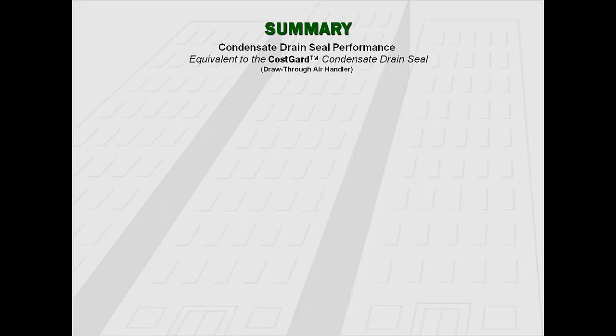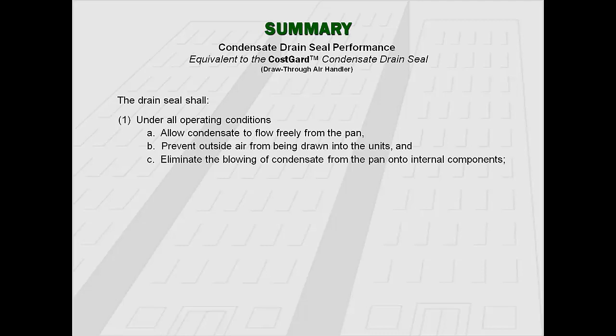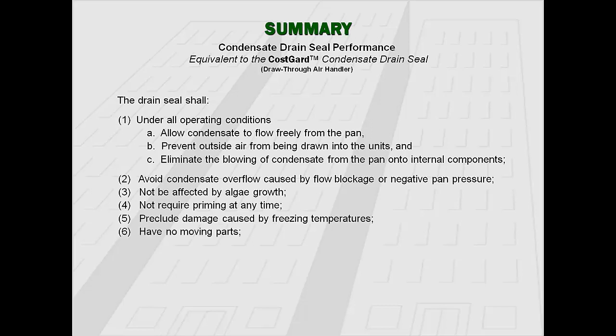A reliable equivalent to CostGard condensate drain seals can be stated in terms of performance as follows. The drain seal shall, under all operating conditions, allow condensate to flow freely from the pan, prevent outside air from being drawn into the units, and eliminate the blowing of condensate from the pan onto internal components. Avoid condensate overflow caused by flow blockage or negative pan pressure, not be affected by algae growth, not require priming at any time, preclude damage caused by freezing temperatures, have no moving parts, be self-cleaning and self-regulating.